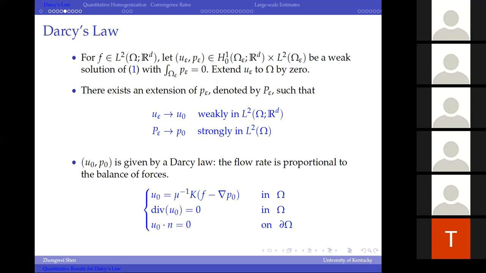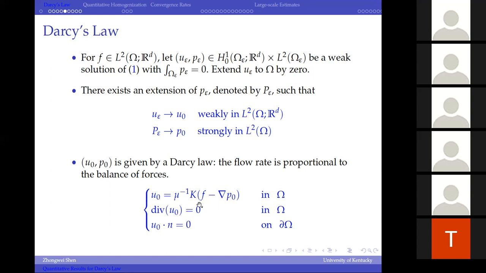And moreover, the limiting functions u_0 and p_0 are given by Darcy's law. Remember, this is the rescaled velocity. Darcy's law simply states that the flow rate is proportional to the balance of the forces.